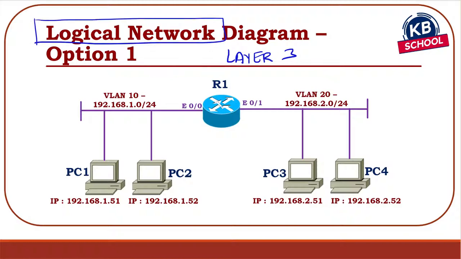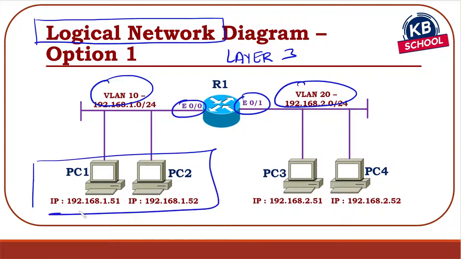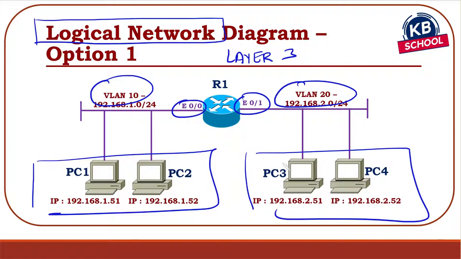Option 1, which is a router with two interfaces. You'll see the router interfaces that are connected to VLAN 10 and VLAN 20. You don't see switches over here. On this diagram, you don't see a switch because switch is a physical topology. And you have the two PCs over here, two PCs over here. For them to talk to each other, they go through the router. All right, so that's one way of doing it.